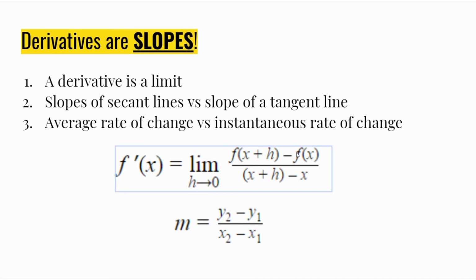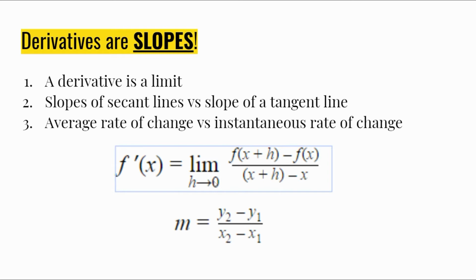And then the derivative is more than a slope of a secant line, which is what this part of the formula indicates. This is the slope of a secant line. But the limit describes what happens as the two points get closer and closer together. That is, the h that we're changing the x value by goes down to 0.